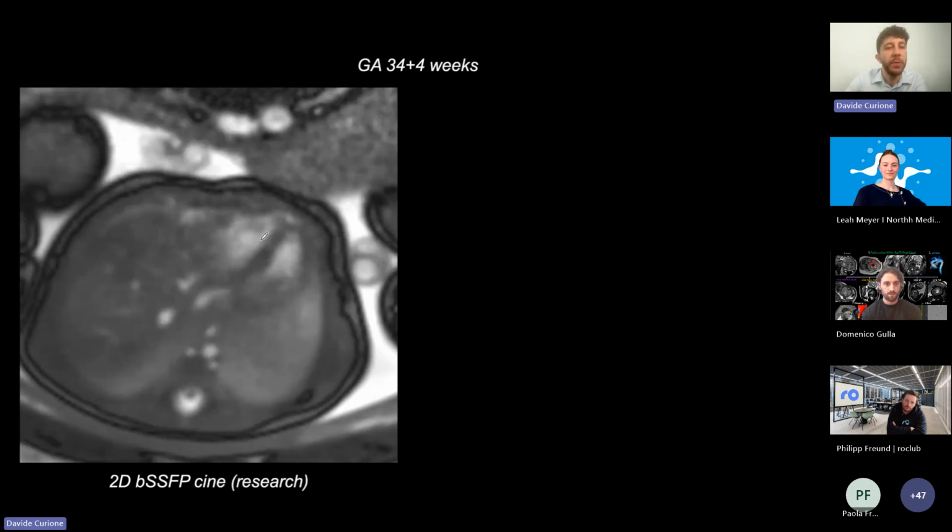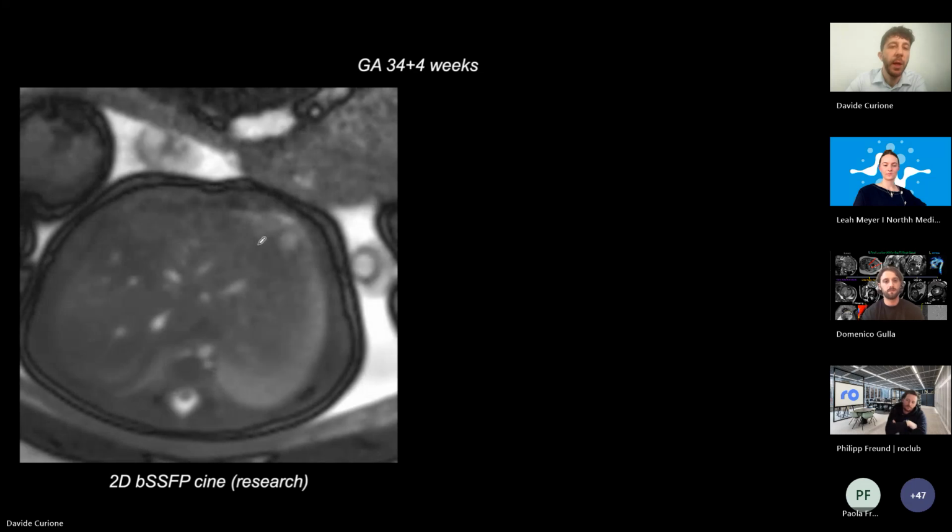Of the pulmonary arteries and the right ventricular outflow tract.